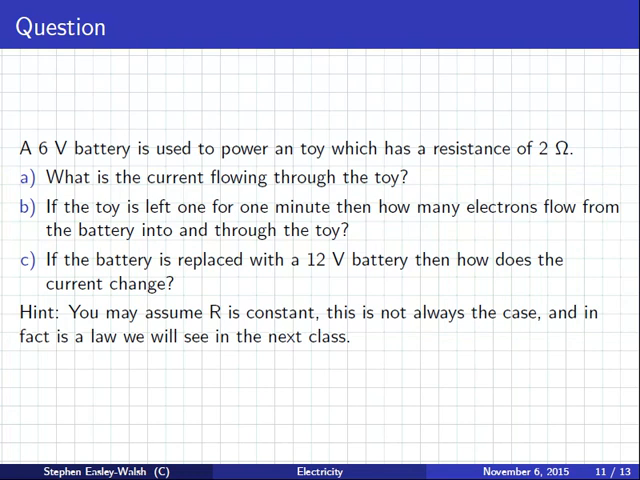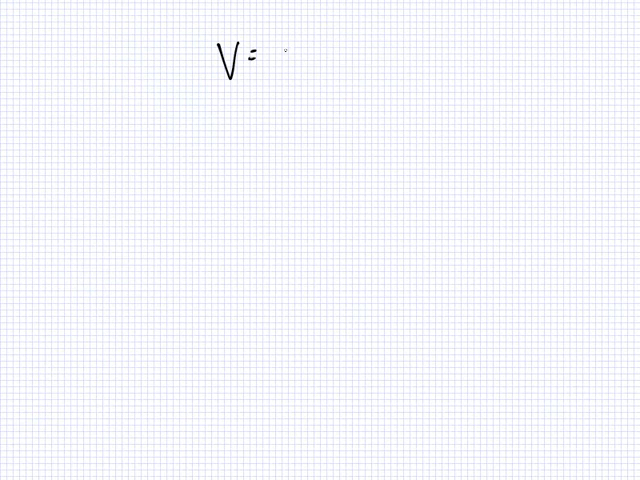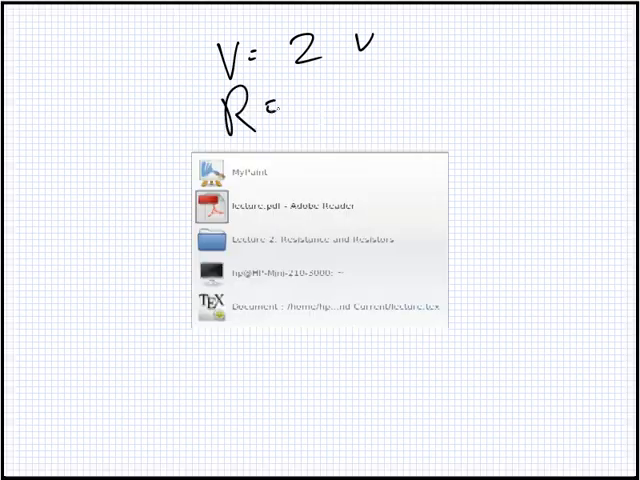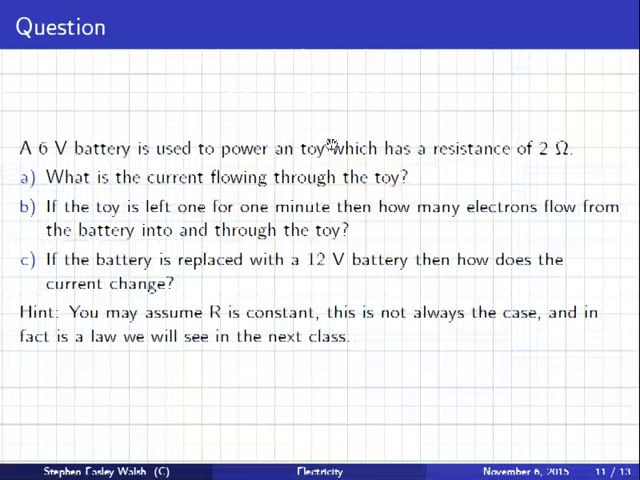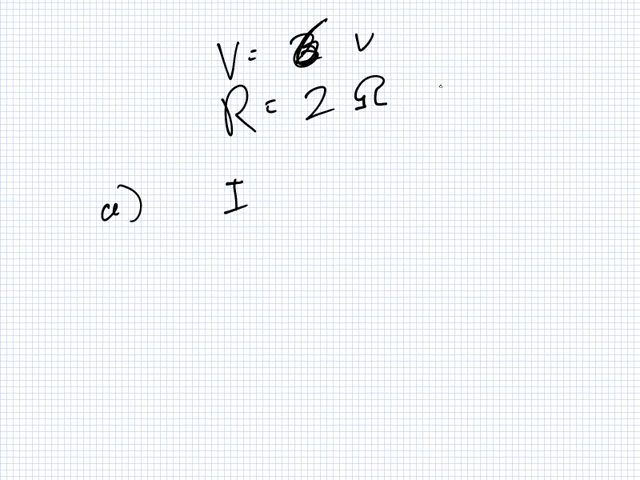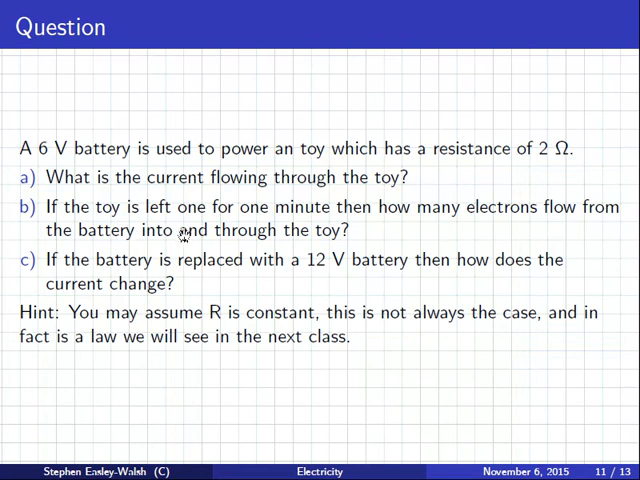A 6-volt battery is used to power a toy which has a resistance of 2 ohms. Okay? So the voltage is 6 volts, the resistance is 2 ohms. Question 1, part A. What is the current? So what's the current here? V over R, 3 amps. Happy?